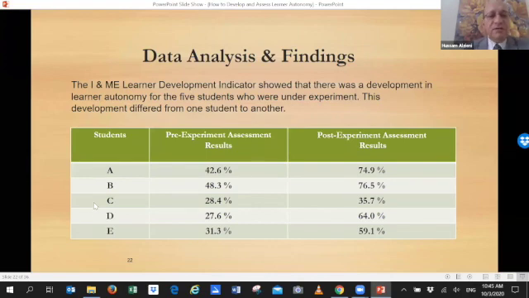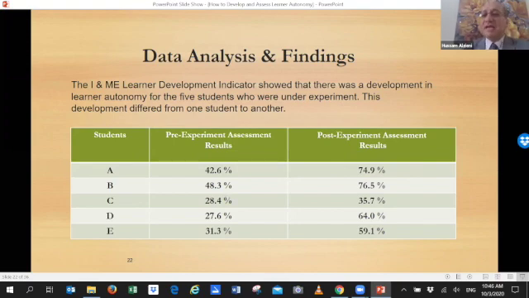At the end of the study, I find that for student A, for example, at the beginning of the study his level of autonomy is around 42.6%. At the end it is 74.9%. It means that there is a development in his autonomy. The level of development differs from one student to another. And this is really what we can observe about our students.